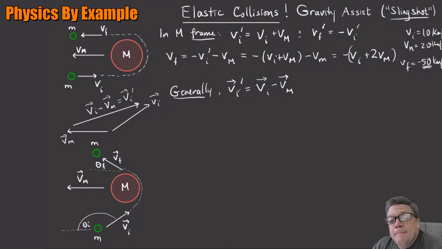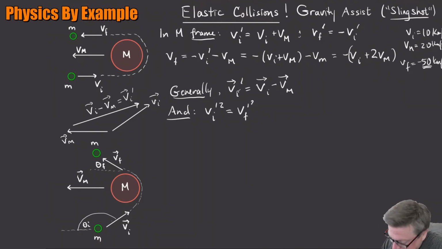Okay, now in the frame of the planet, the planet's not moving, right? And this is an elastic collision. So if this is an elastic collision and the planet's not moving, remember what elastic means: the kinetic energies have to be equal. What this means is that V initial in this prime frame squared, the kinetic energies have to be equal. The mass isn't changing, so VI prime squared has to be equal to V final prime squared for this probe as it swings around the planet.